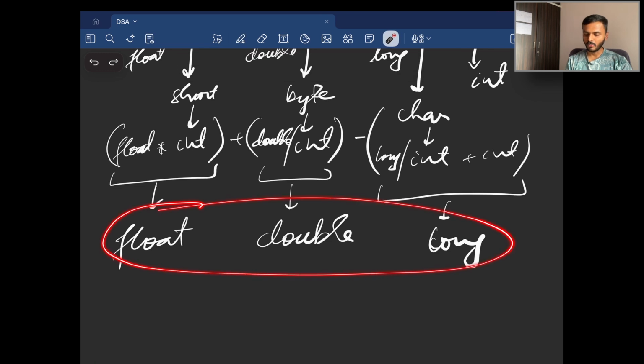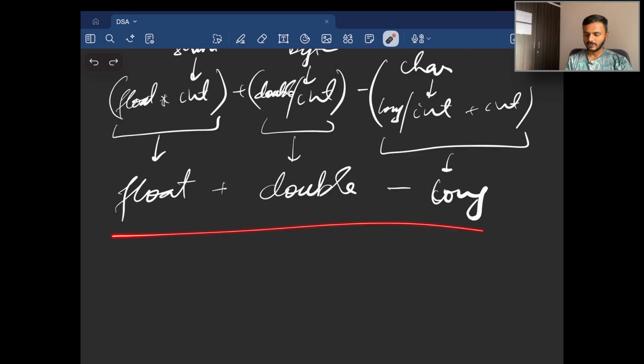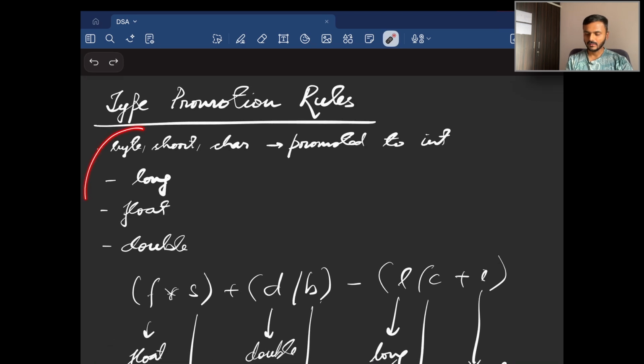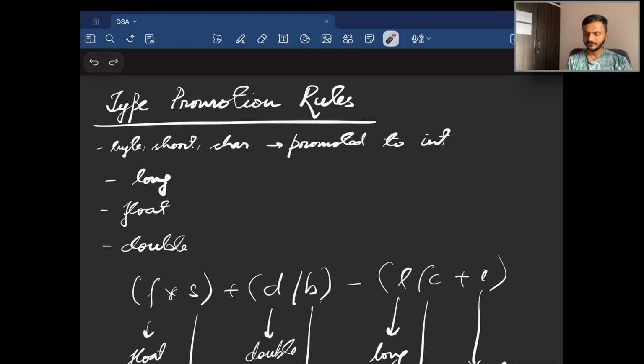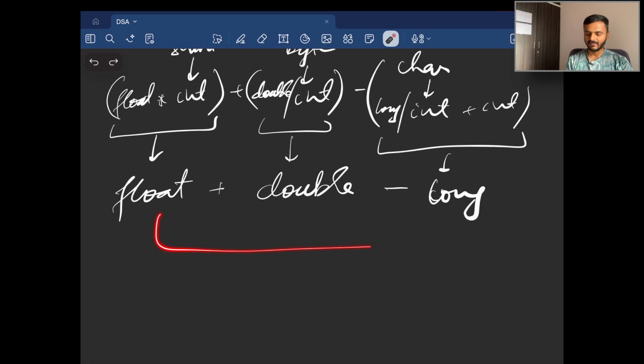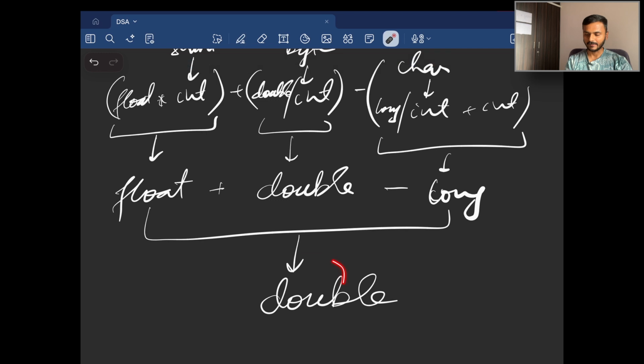So now we have got float, double, and long. And let's put the operators as well. So what's going to happen here is, following the same rules, if we have byte, short, or char, it gets promoted to int. But we have float, double, and long. And if we check the list of rules that we have, if there's a double, the entire value gets converted to double, right? Whatever value this expression gives will be of double type.